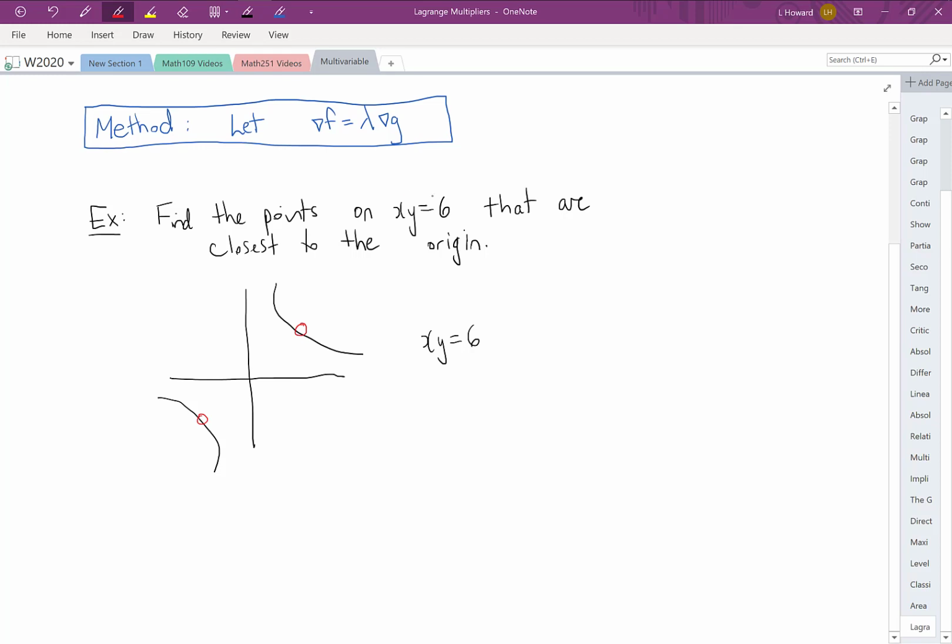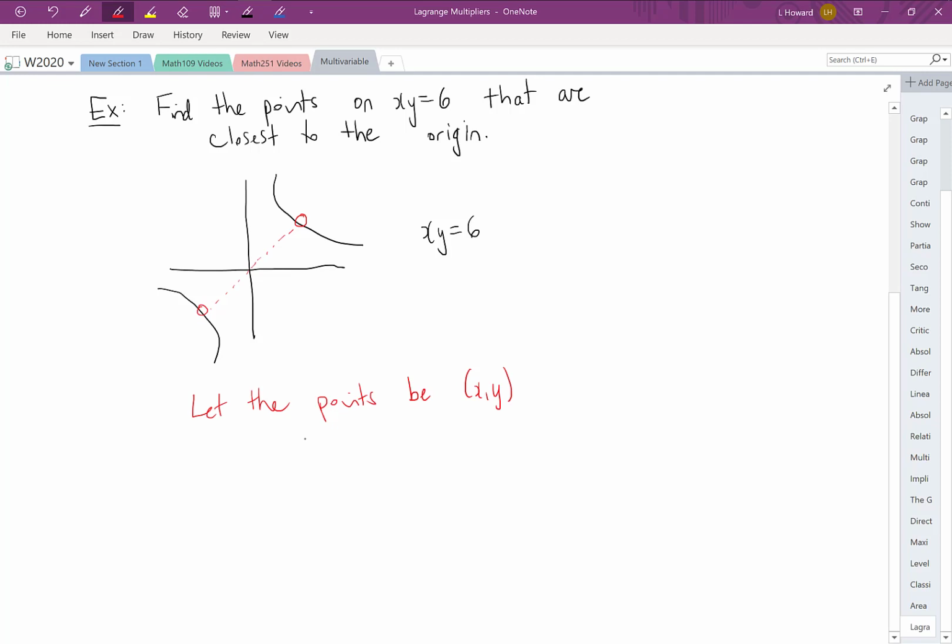So we mentioned in our introduction that we use the Lagrange multiplier method to either maximize or minimize a function. In this case, we are trying to minimize, and what we're trying to minimize is the distance to the origin. So we're trying to find these 2 points here that have minimum distance to the origin. Okay, well, we need to introduce some variables so that we have something to work with from an algebra point of view. So we could say, let the points be x, y.